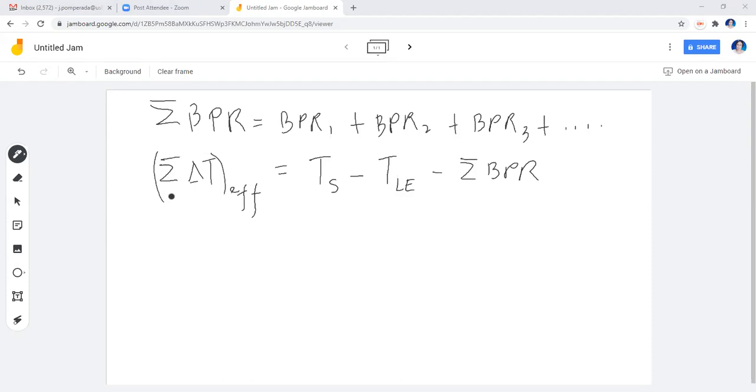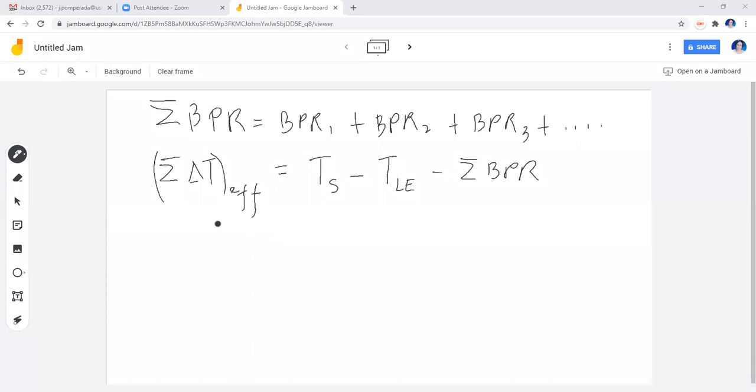Your original summation of delta T will now be the summation of delta T effective, because you will now subtract the summation of BPR from the original formula, which is the temperature of the steam minus the temperature of the last effect, whatever your last effect is. This is how you're going to determine the summation of delta T.